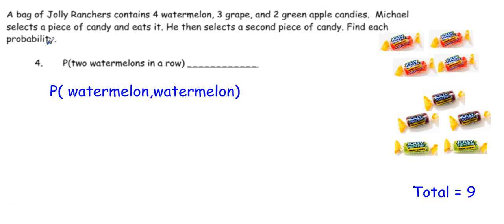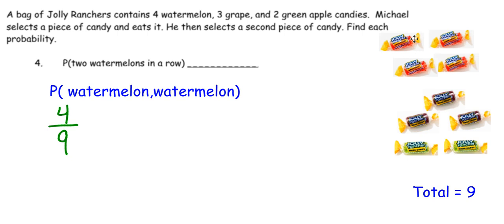A bag of Jolly Ranchers contains 4 watermelon, 3 grape, and 2 green apple candies. Michael selects a piece of candy and eats it. He then selects a second piece of candy. Find each probability. Well, what's the probability of drawing 2 watermelons? Well, how many candies do I have? I have 9. And how many of them are watermelon? 1, 2, 3, 4 are watermelon.